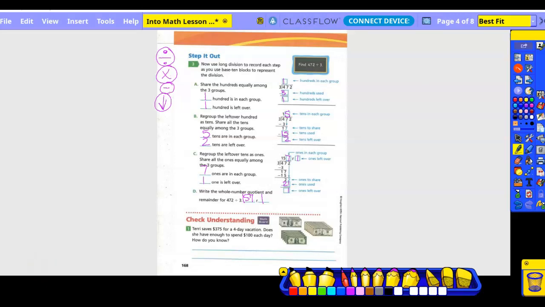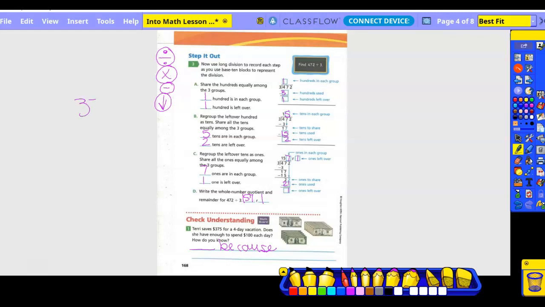Fortune into math lesson 7.2, part 2, check understanding. Terry saves $375 for a 5-day vacation. Does she have enough to spend $100 each day? How do you know? So we're going to draw our line, or we can write yes or no, because, and then what am I going to do?